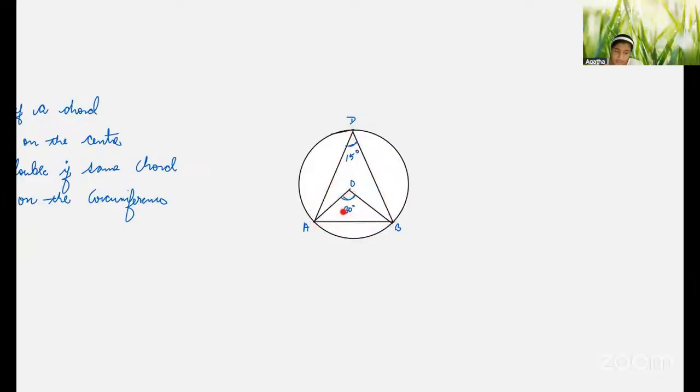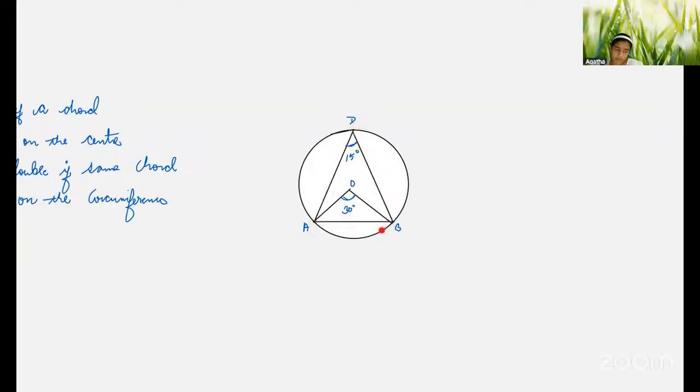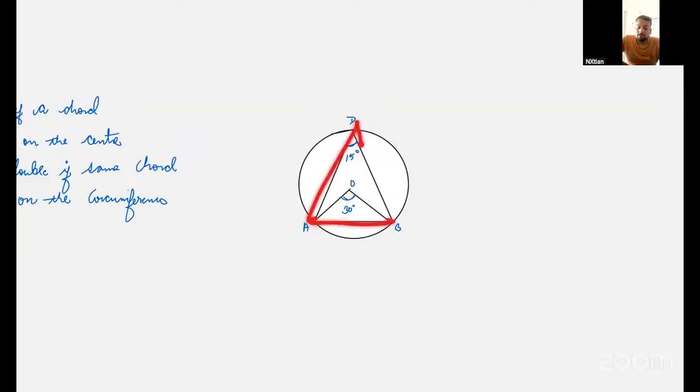Sir, I don't understand how the chord is related to the circumference. I mean, how does it make an angle on the circumference? See, this angle D arises from which chord? It's arising from the AB chord, right? And this angle at the center O arises from which chord? The AB chord. So from that we can conclude that AB is making an angle on the circumference and an angle at the center.